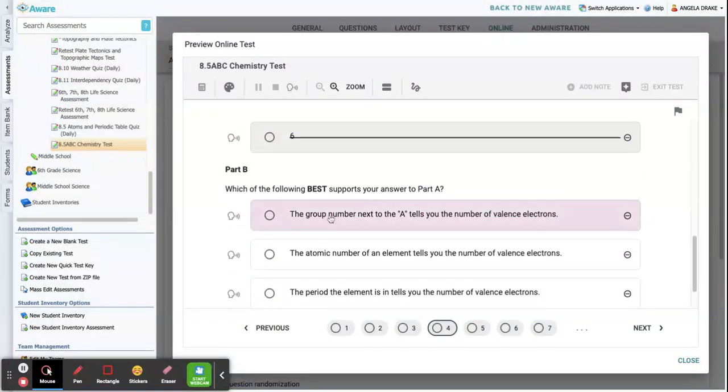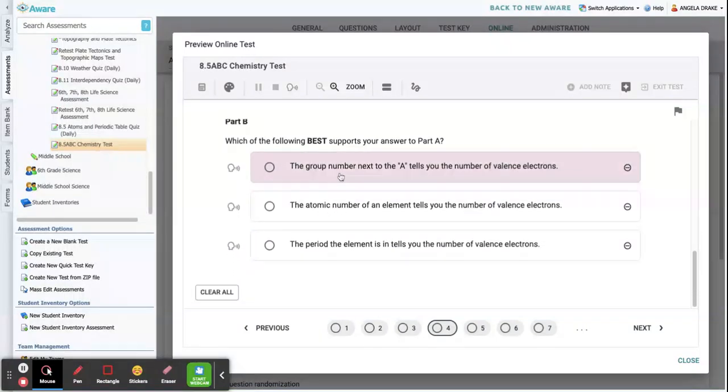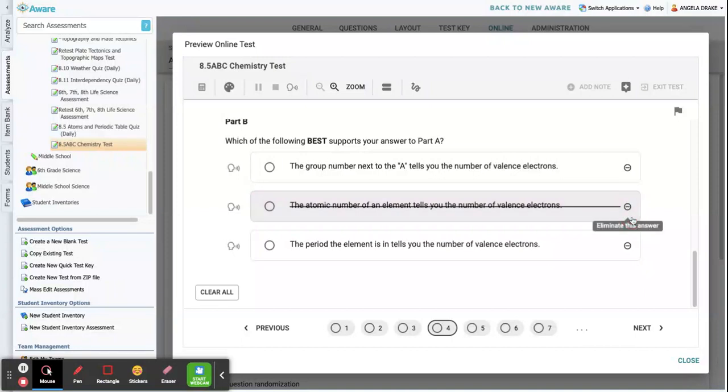And then which best supports your answer? It says the group number next to the A tells you the number of valence electrons. Well, I literally just said that, so that's true. The atomic number tells you the number of valence electrons. That's not true. It tells you the number of electrons, but not valence electrons. And the period the element's in tells you the number of valence electrons. Nope. That tells you how many energy levels.